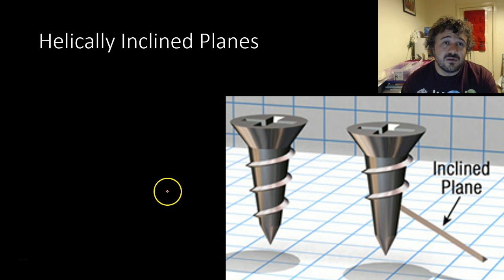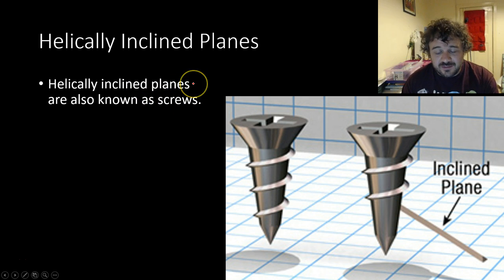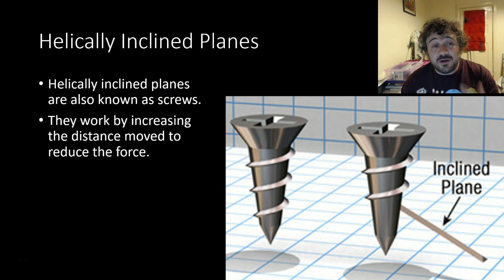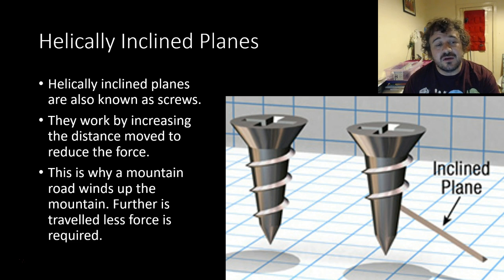So, while we're at it, what is a helically inclined plane? You might know that as a screw. They work basically by increasing the distance it has to go in. It's a much easier way to get your screw into the wood. And it's the same reason as with the mountain road. The mountain road is easier to travel up when it's a windy mountain road than when it's straight up the hill, because we're traveling further, like all other ramps, and so less effort is required to get there in the first place.